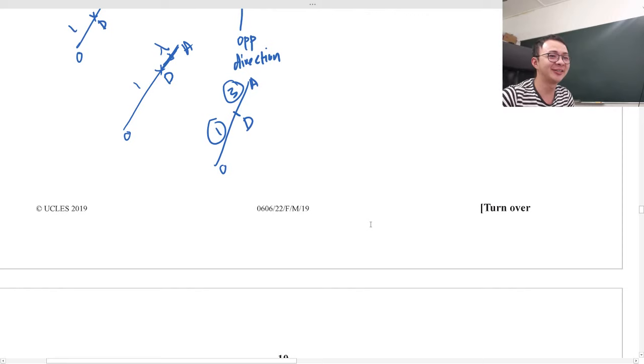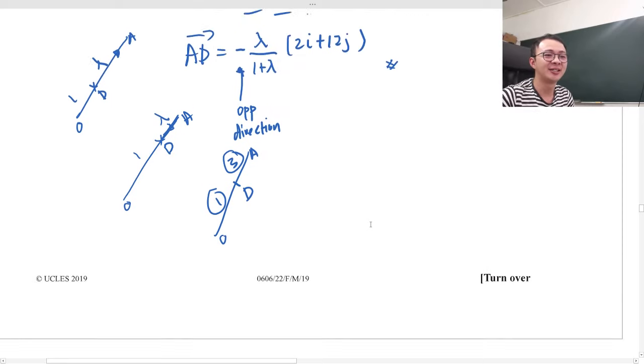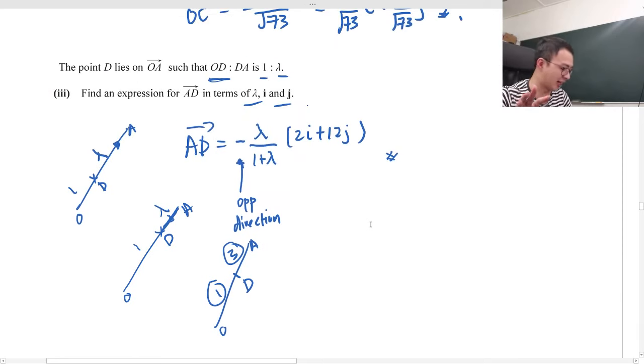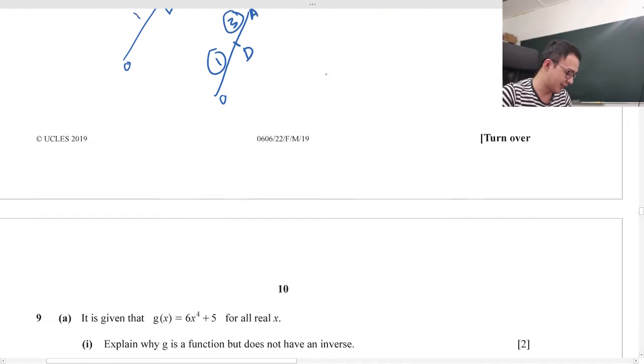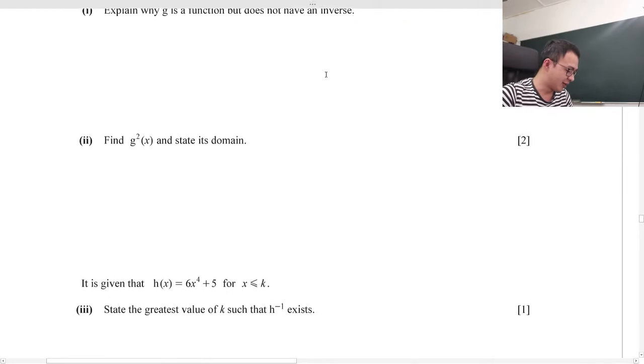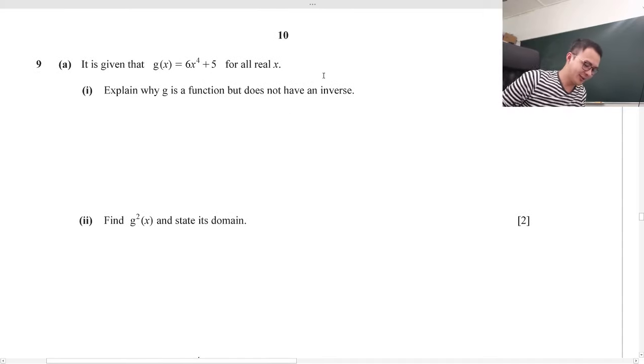Alright, so good. Negative because it's opposite direction. Because the vector I'm using here is OA. You can see OA and AD actually go in opposite directions. So this is the reason why it has a negative. Alright, I hope I can finish soon. So let's go back to number 9.